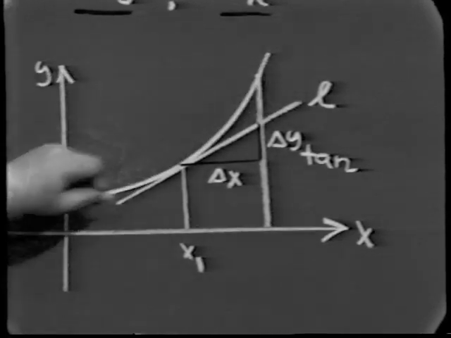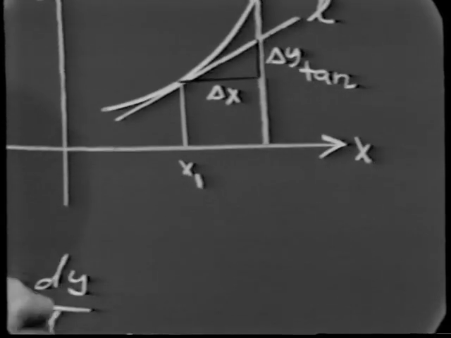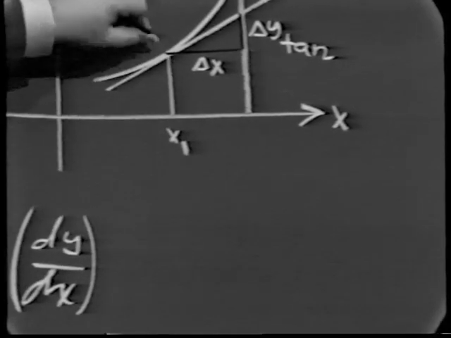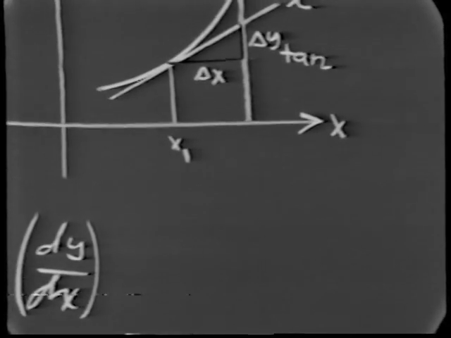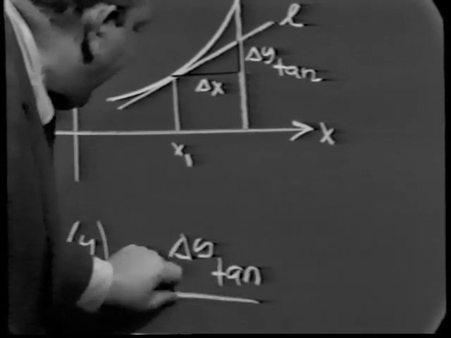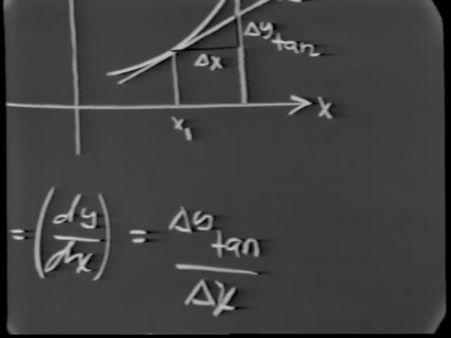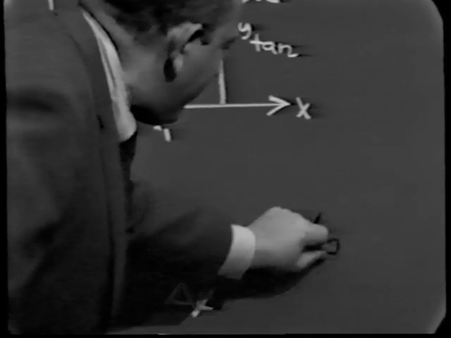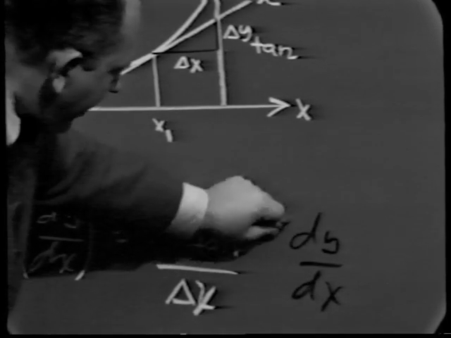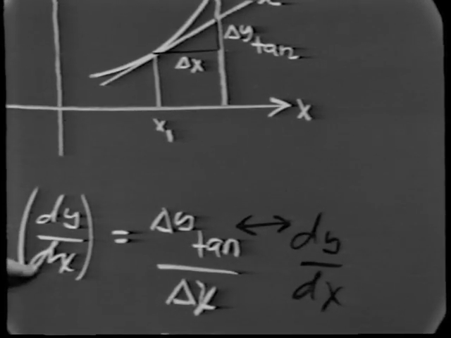Let's go back to this line L again. What is the slope of the line L? On the one hand, we've learned that slope is the derivative, dy dx. On the other hand, just by looking at this little accentuated triangle here, the slope of the line L is also given by delta y tan divided by delta x. And now one of the best ways to define dy and dx separately, it would seem to me, is what? Notice that this number divided by this number yields the symbol dy dx.